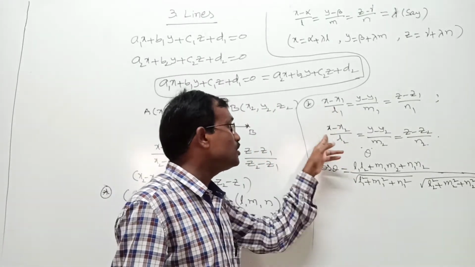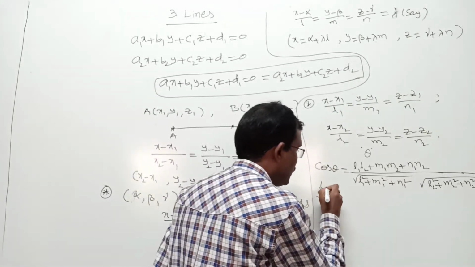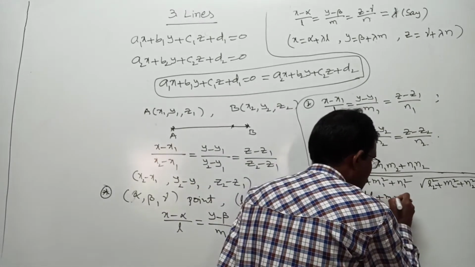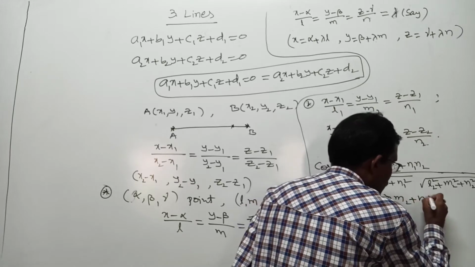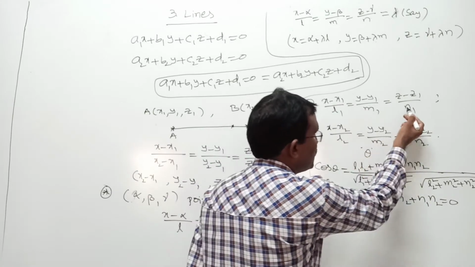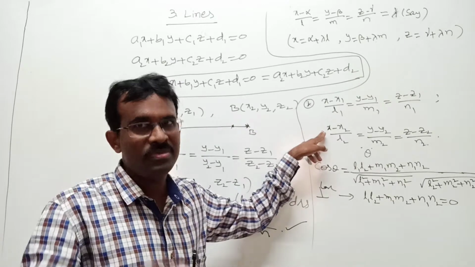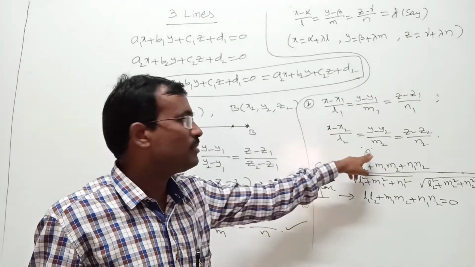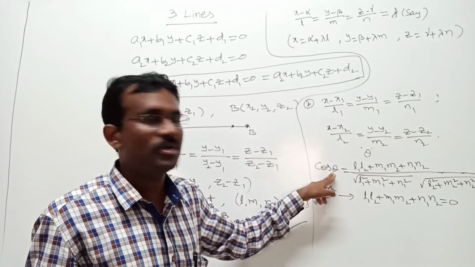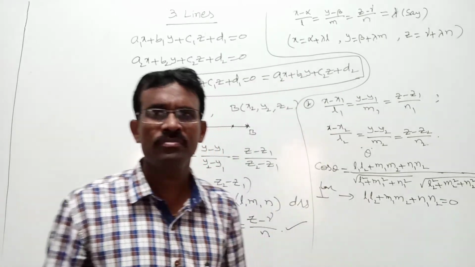When do you say these two lines are perpendicular to each other? These two lines are perpendicular to each other if L1 L2 + M1 M2 + N1 N2 is equal to 0. If L1 L2 + M1 M2 + N1 N2 equals 0, then we say these two lines are perpendicular, because whenever these two are perpendicular, theta becomes 90 degrees. Whenever theta is 90 degrees, cos 90 degrees is 0. Do cross multiplication, you get this one. Already we defined this in a coordinate system.